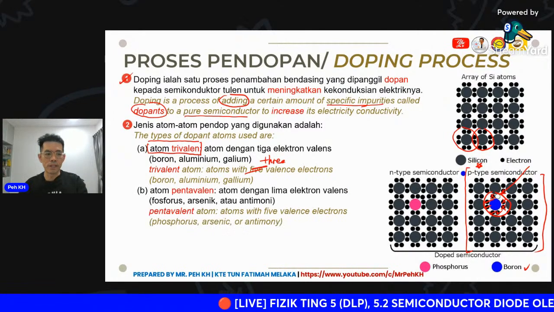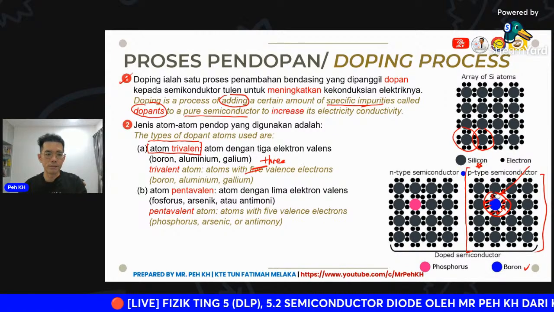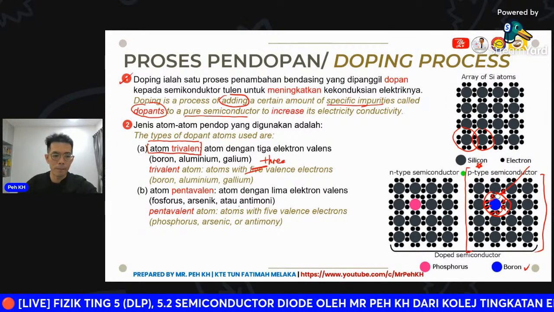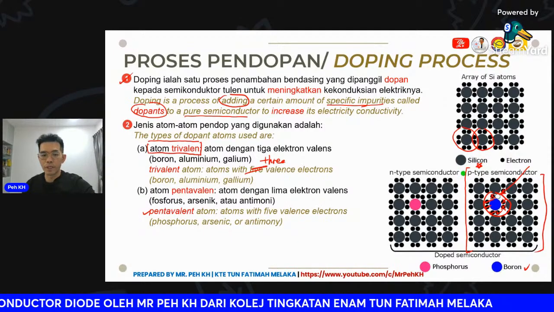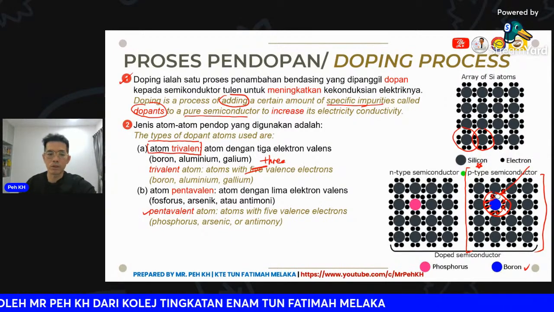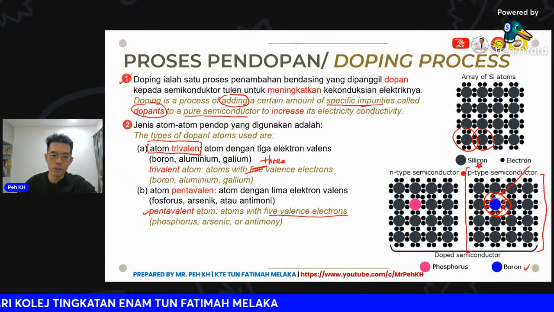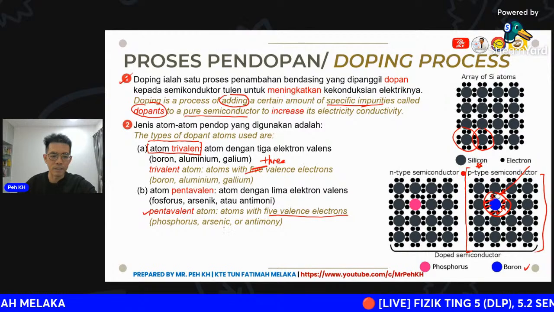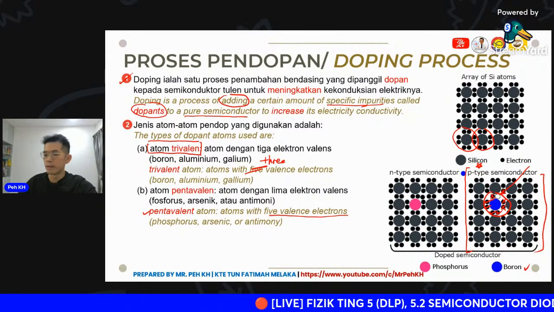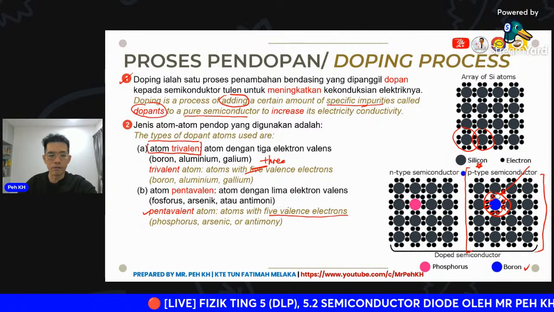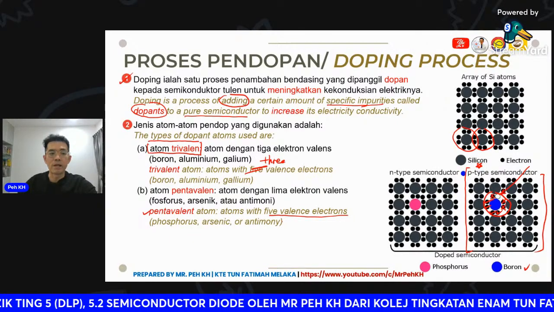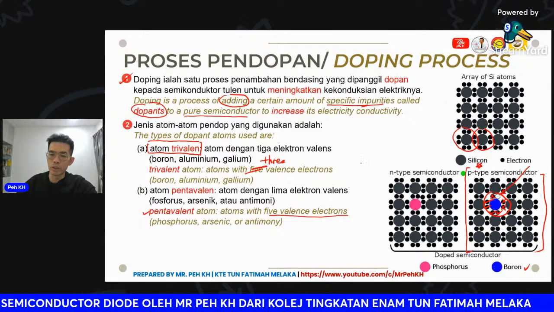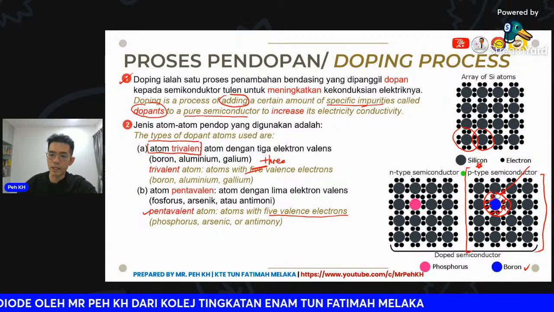Okay, so another type of dopant here will be the pentavalent atom. The pentavalent atom comes from group 15, where the atom has 5 valence electrons. Examples of pentavalent atoms here will be phosphorus, arsenic, and antimony. Okay, so these are 3 examples of pentavalent atoms. So here you can observe the N-type semiconductor.